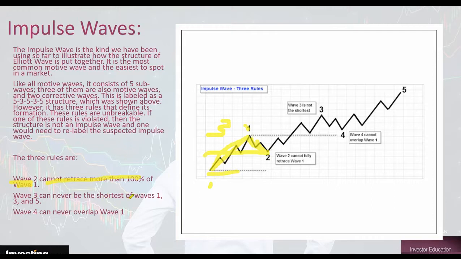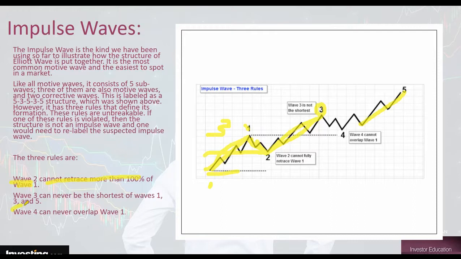Wave 3 can never be the shortest wave of 1, 3, and 5. So here is wave 3, and this can never be the shortest of 1, 3, and 5. Because this is where the markets are steadily moving in an uptrend. And this is telling you the bulls are steadily adding on to their positions.